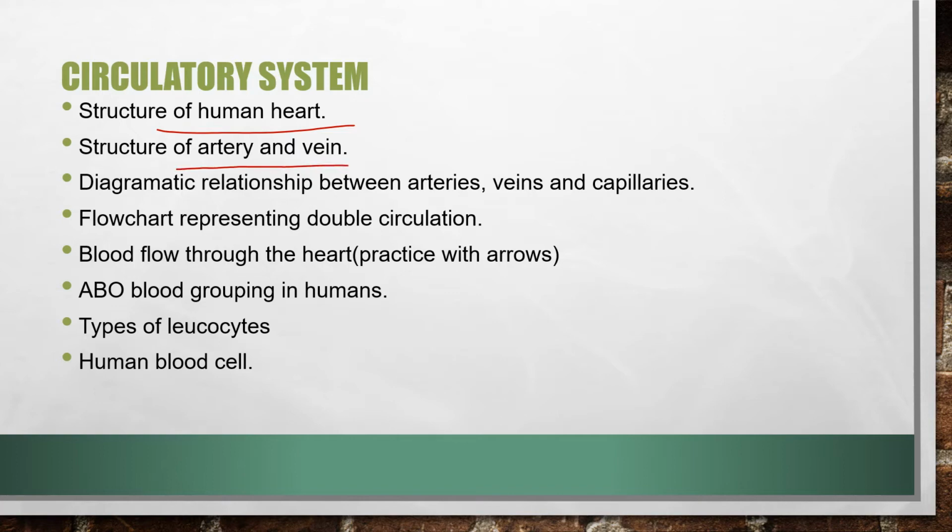Then comes the structure of artery and vein. Then there is a diagrammatic relationship between the arteries, veins, and capillaries. In whatever textbook you are following, if you don't have that relationship, I have already given it when I taught the circulatory system, and if you want it, I'll give it to you again. That diagrammatic relationship between arteries, veins, and capillaries is very important to know.